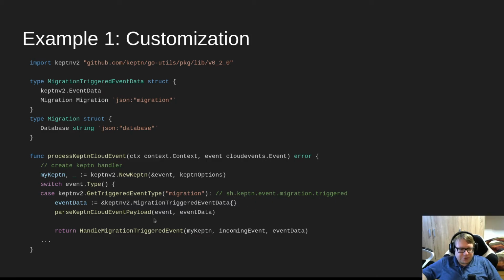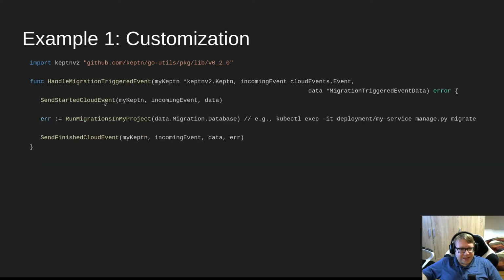If that's the case, what you need to do is parse the Keptn cloud event. It's just a JSON.unmarshal. It's being wrapped here, and the information is stored in event data, and then you call your handle function here with the Keptn helper functions, the incoming event, and the event data. Within the handler function, then you need to send a started cloud event, a finished cloud event once you're done, and in between you run your migrations. I've left out the implementation details for this function, but this could be a syscall, for instance, to kubectl exec some service, and call, for instance, this is a Python project here, manage.py migrate on that service.